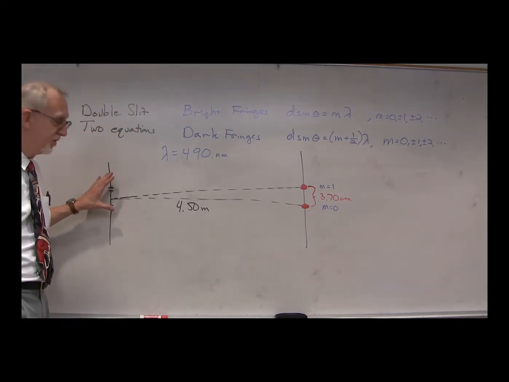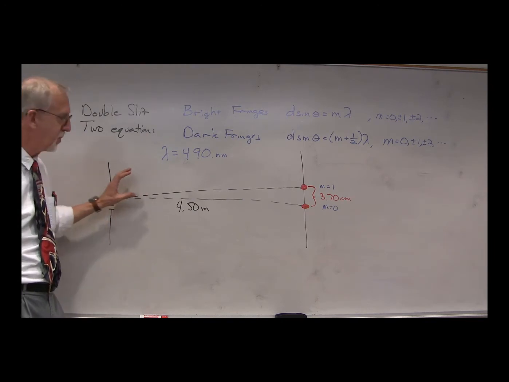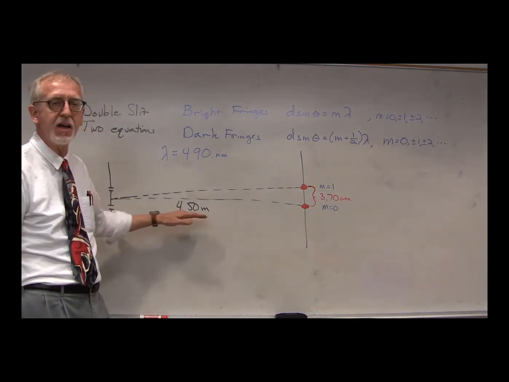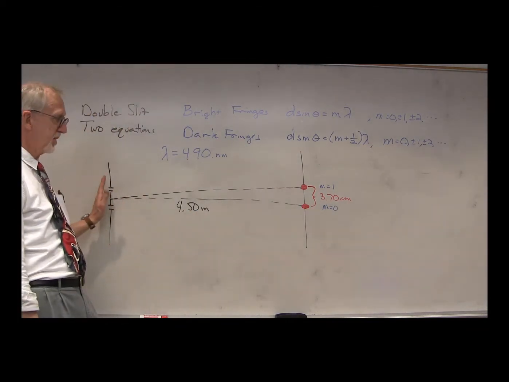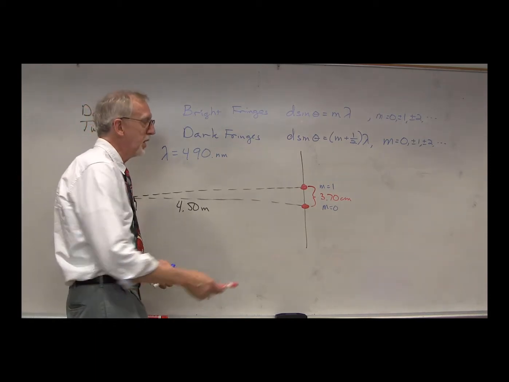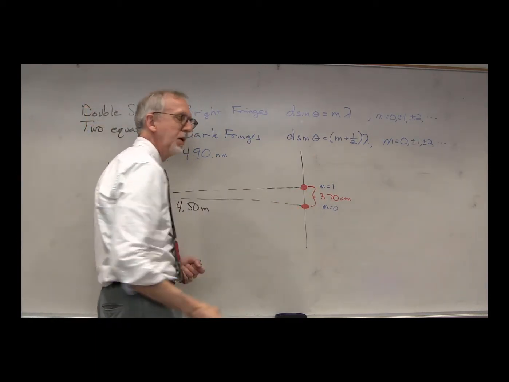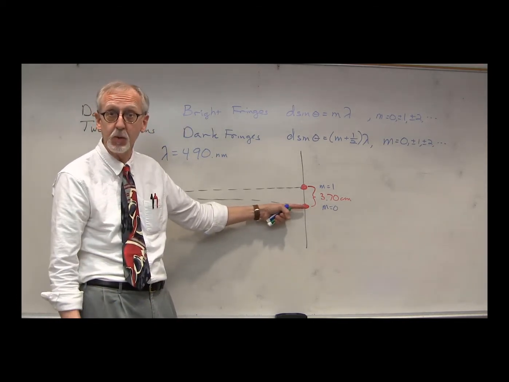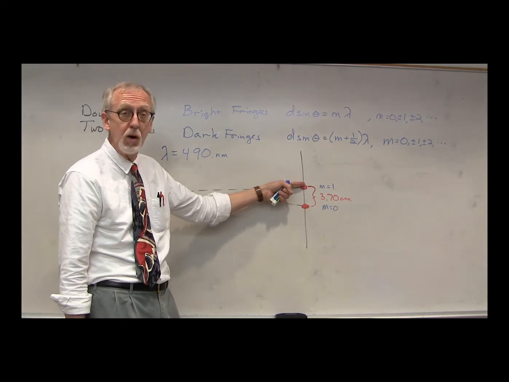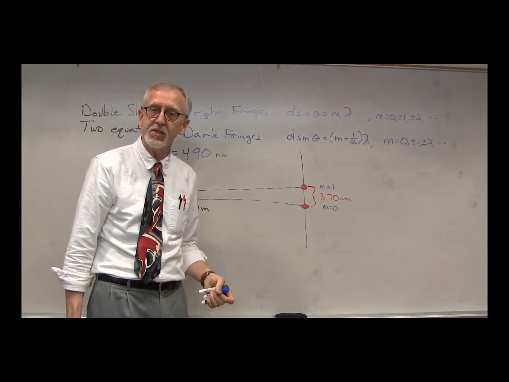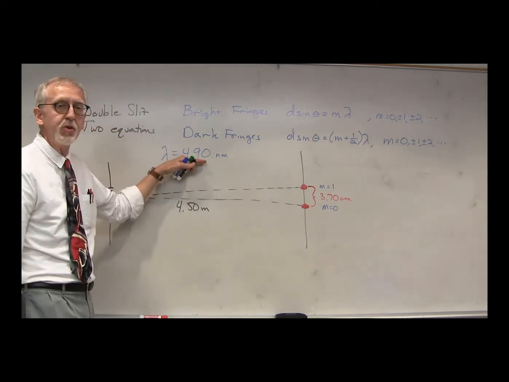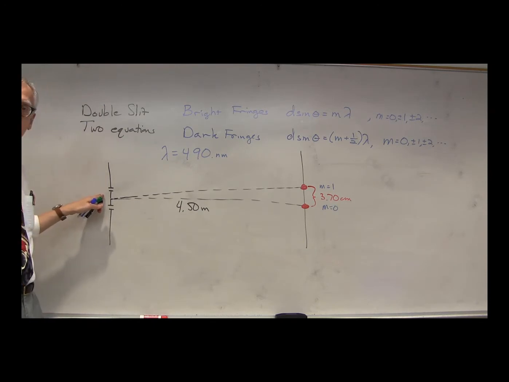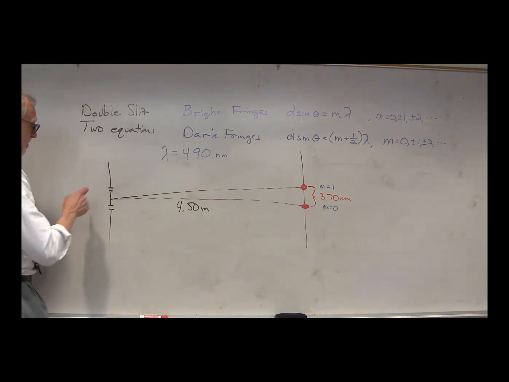So let's imagine we have the following setup. We have a pair of slits. We have a laser coming through the two slits that is forming an interference pattern on a screen, and the screen is, let's say, 4.50 meters from the slits. Now, the distance between the m equals 0 and m equals 1 bright fringe, in other words, the distance between the central axis, where the m equals 0 bright fringe is, and the m equals 1 bright fringe is, let's say, 3.70 centimeters. Now let's say the laser we're using is a 490 nanometer laser. But we don't know what the slit separation is. We don't know what d is.